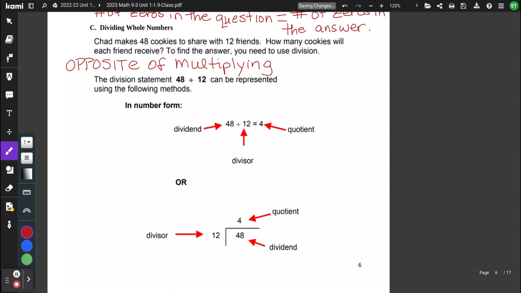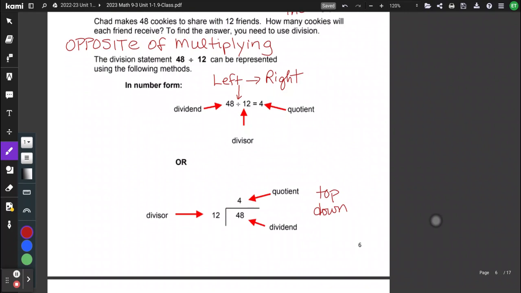Now, we can do it a number of different ways. They're showing it with the actual divide sign, and then you're writing the numbers left to right. Whereas these ones write them top down. So that's what's going on: they're writing them differently.